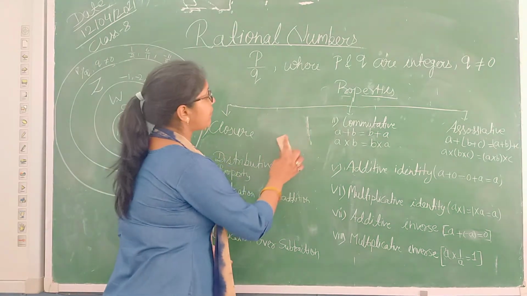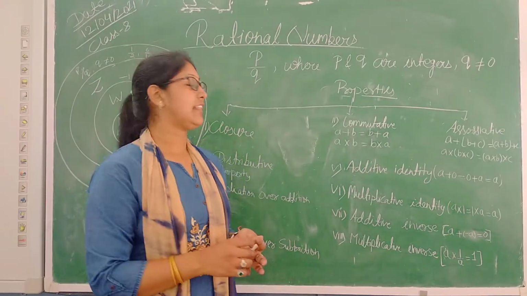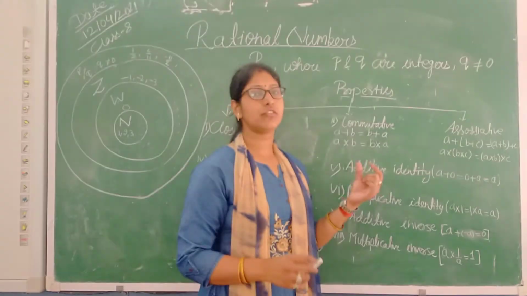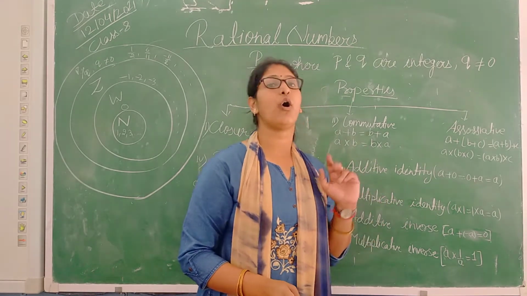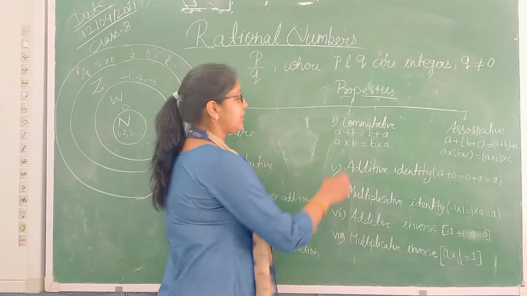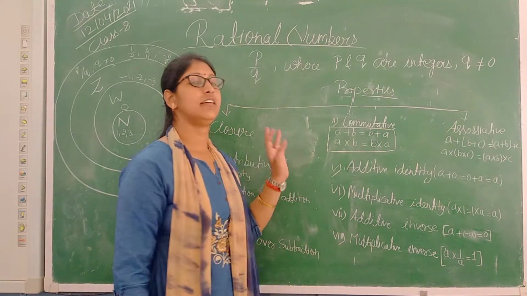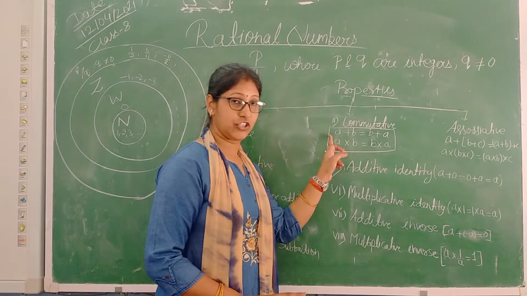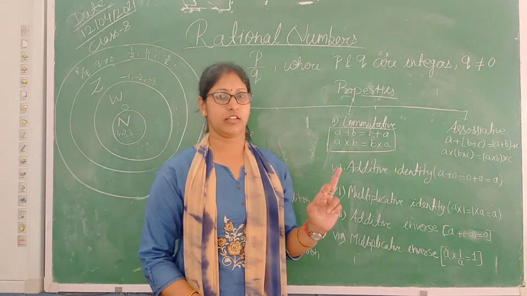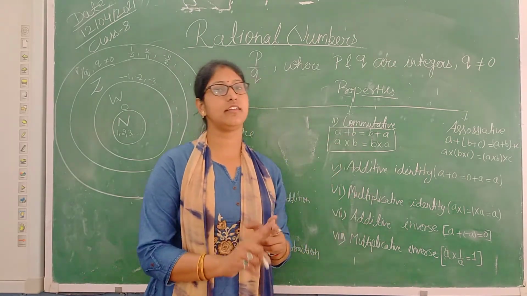The next property is the commutative property. The commutative property says that when we swap the numbers or change their position, it doesn't matter, the result is always the same. So the commutative property follows this general formula. It means that rational numbers follow the commutative property under addition and under multiplication only. They don't follow the commutative property under subtraction and division.